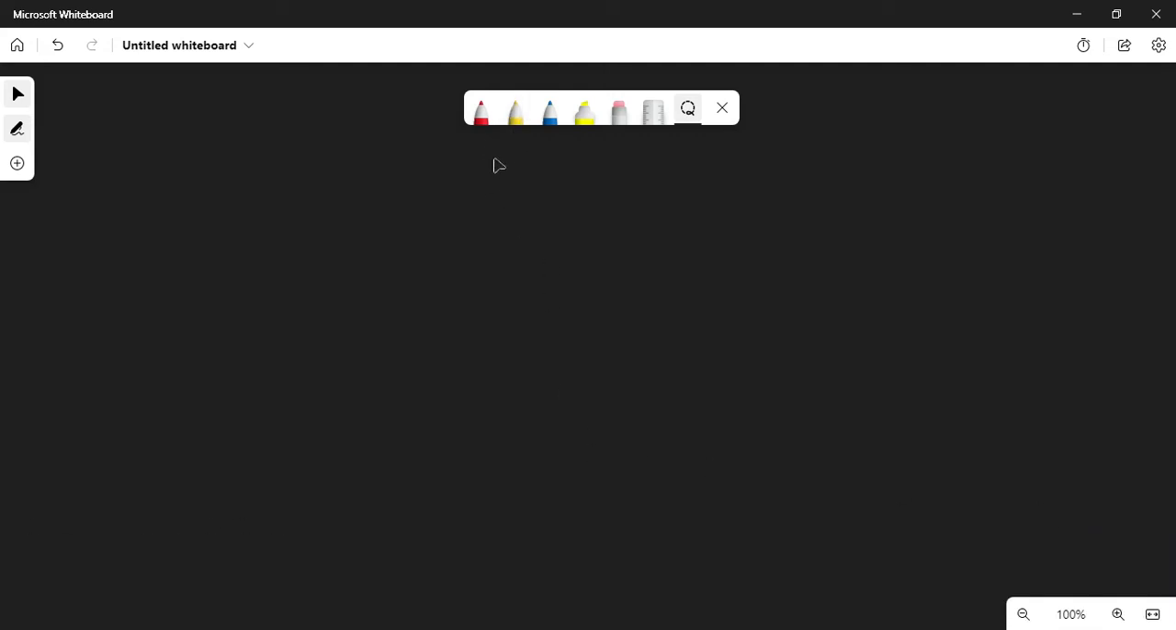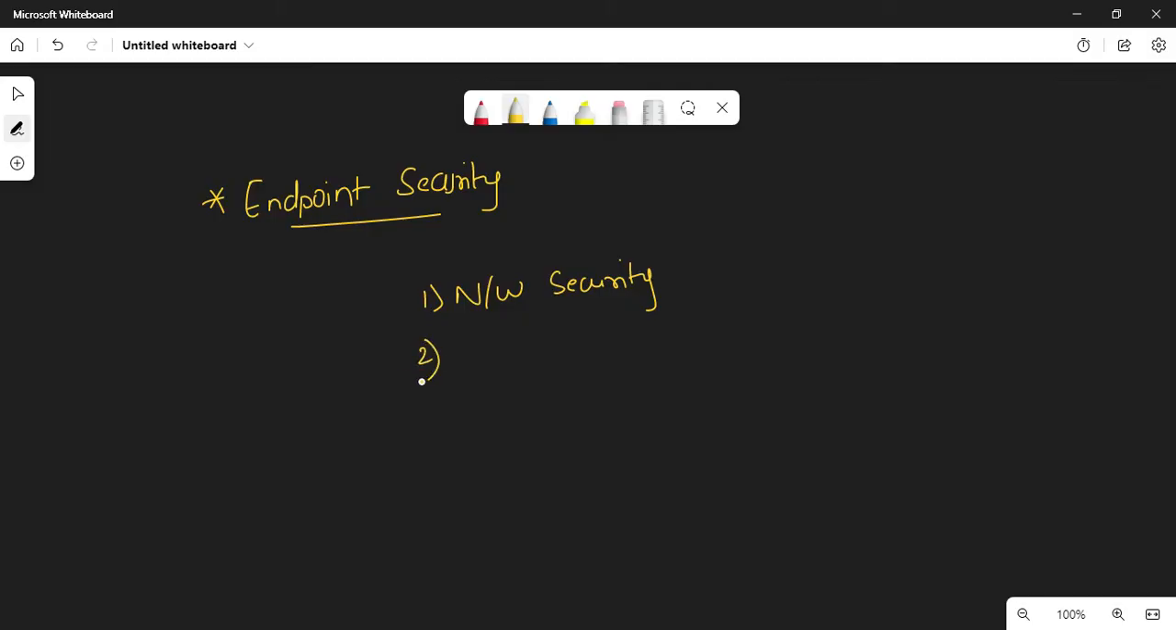So now we are going to discuss endpoint security solutions, right? Basically, first we will try to understand what endpoint security is. So far we have seen network security and cloud-based security solutions. Inside network security, you have seen next generation firewalls from Palo Alto, Cisco, Checkpoint, Fortinet. And when we talk about cloud-based security solutions, you have Zscaler, Prisma Access, Netskope, right?